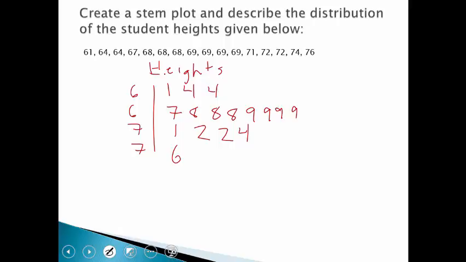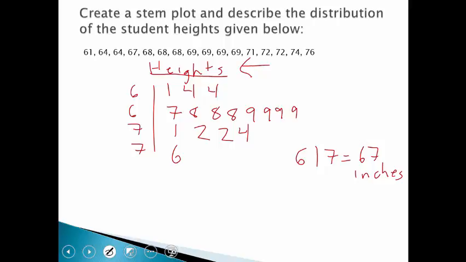So when I look at this, you can see that there are 2 students that are 64 inches tall. The key here is what's going to give us our units. It doesn't matter what you pick, just pick one of them. So I'll do 6, 7, and just tell your readers that this is equal to 67 inches. So there's how we're going to get our units. We've got a title, and we've got our units identified.